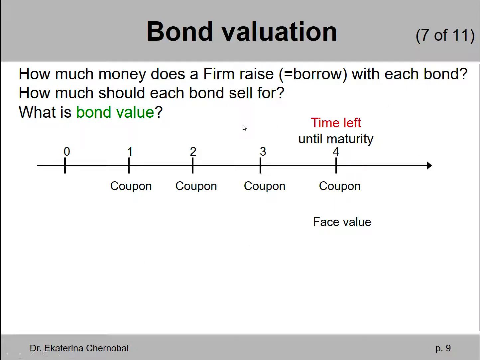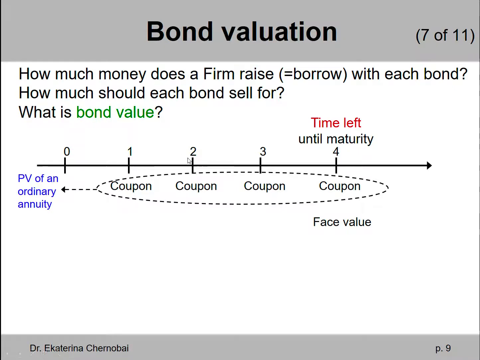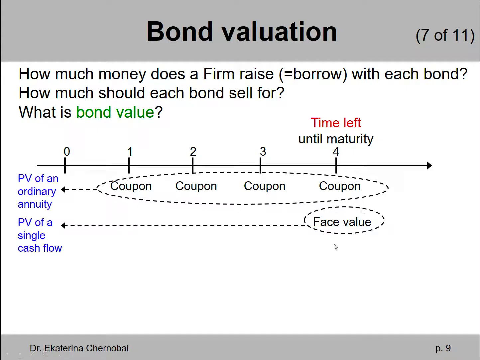So what are the calculations that we need to do? Well, the coupons are constant. They will be repeated every year, and they will eventually end. This is the definition of an ordinary annuity. So we have that as part of the cash flows from a bond. And we also have the face value at the very end, like a single cash flow, right?